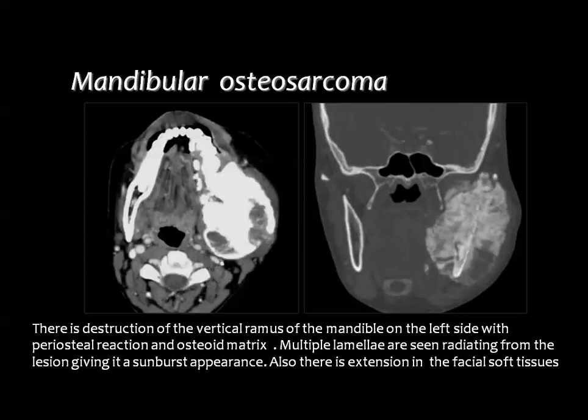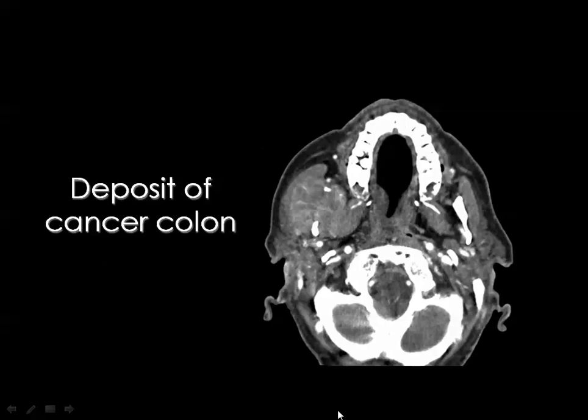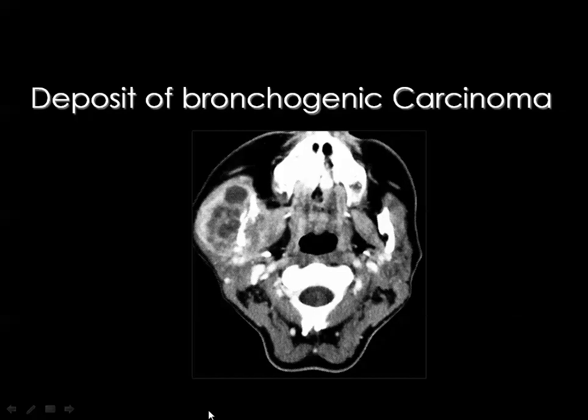And also metastasis can affect the mandible, and for the diagnosis of metastatic disease, a known history of primary malignancy should be present. Then this patient with carcinoma of the colon has a destructive lesion in the ramus of the mandible representing a metastatic deposit. And here a patient with bronchogenic carcinoma with a mass destroying the right mandibular ramus, representing a metastatic deposit.